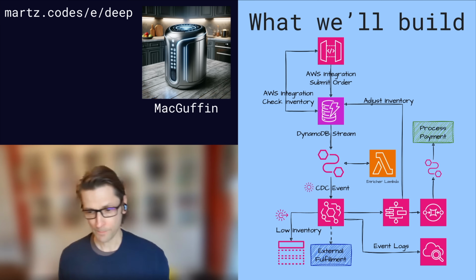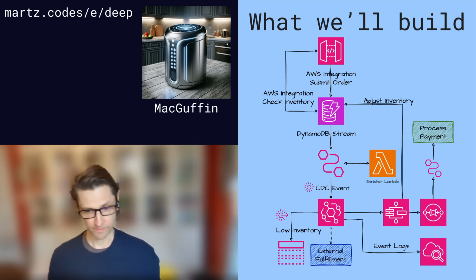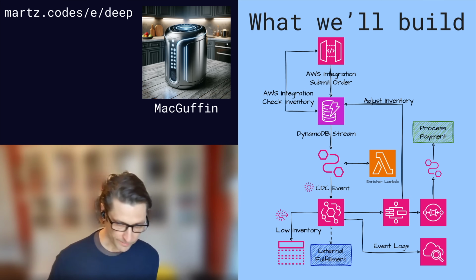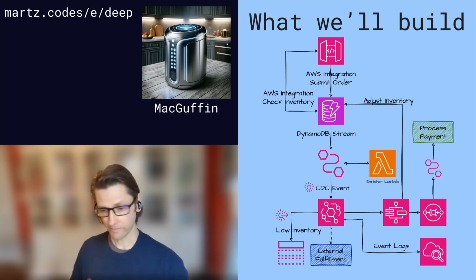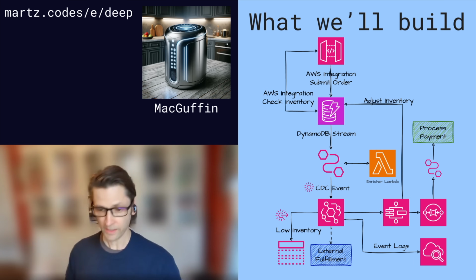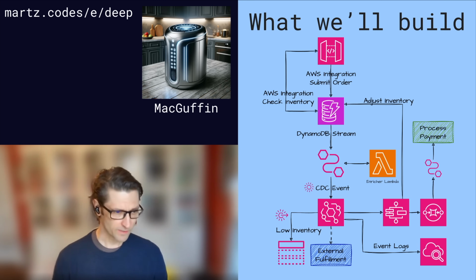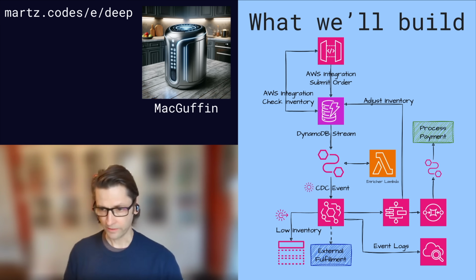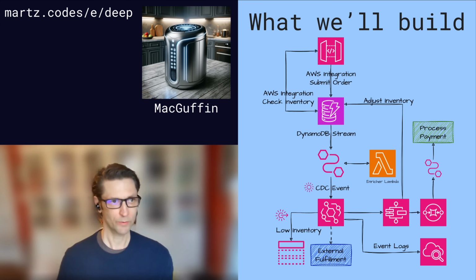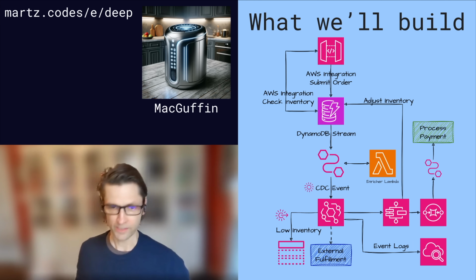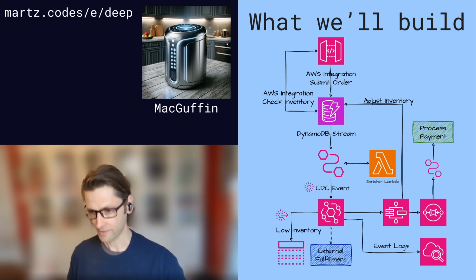So in the diagram, you can see that we're triggering a number of things off the EventBridge rule. We can have our low inventory warning there. We can eventually build an external fulfillment system off of that. We have event logs, and we're going to trigger a Step Function that is going to handle things like adjusting inventory and processing payments. And we know that one of the weaknesses of our payment system is that we sometimes get rate limited by the payment system. So we're going to use SQS to slow down the rate of events going into the payment system so that everything can be processed in due time.